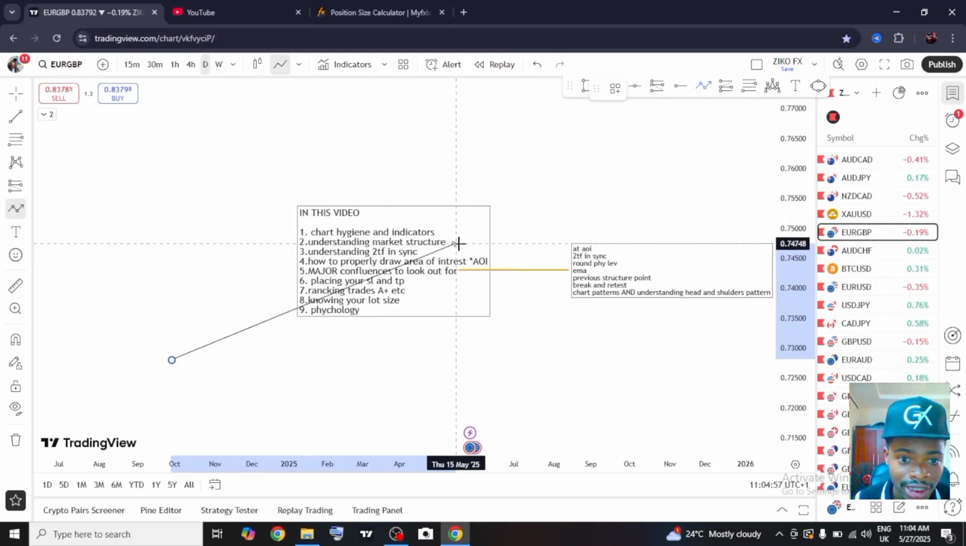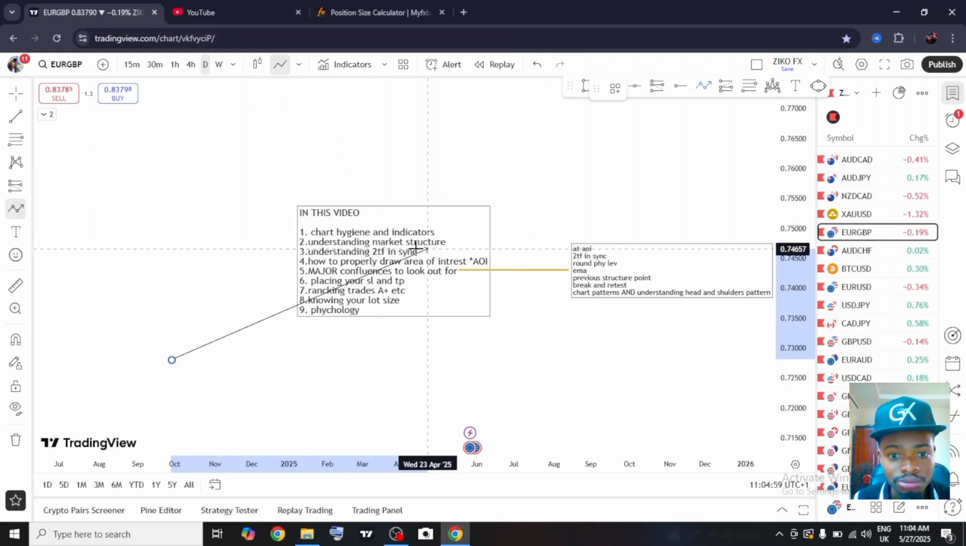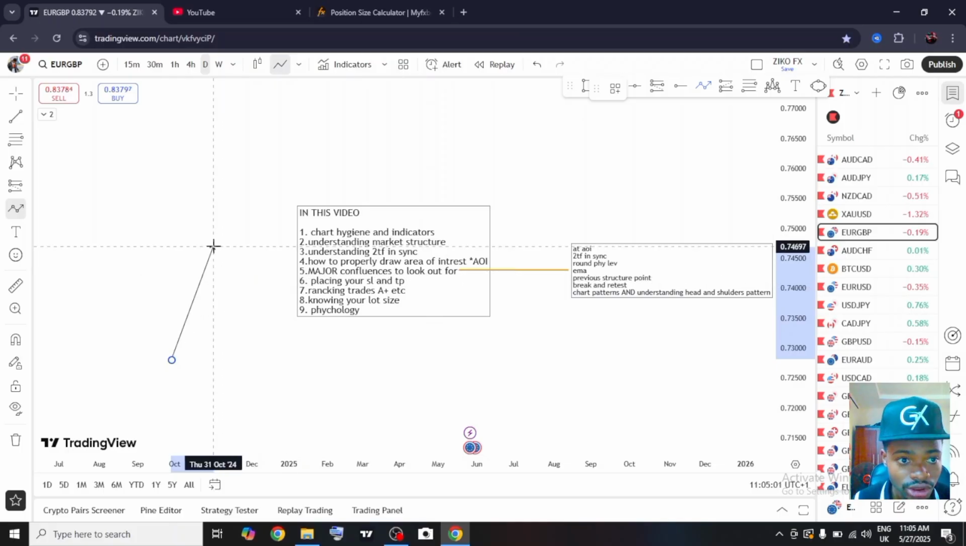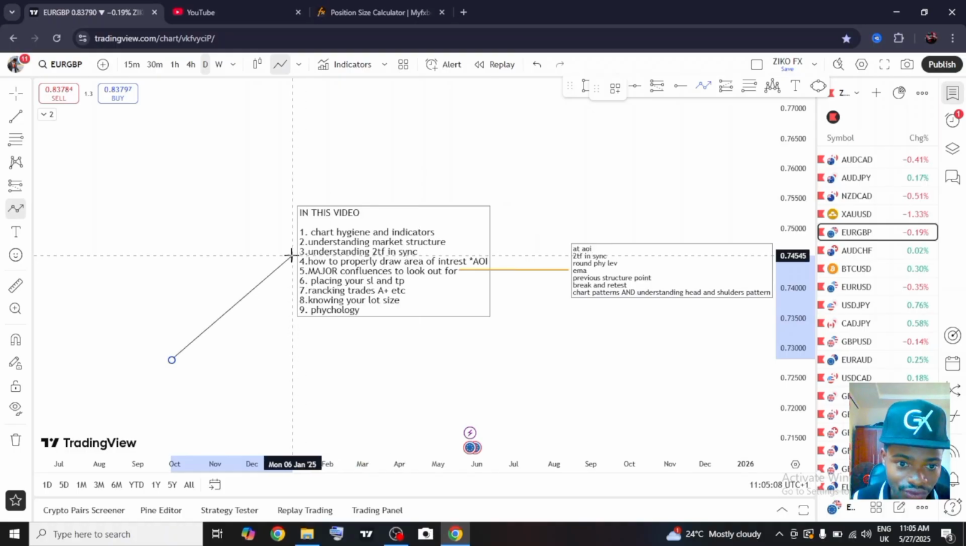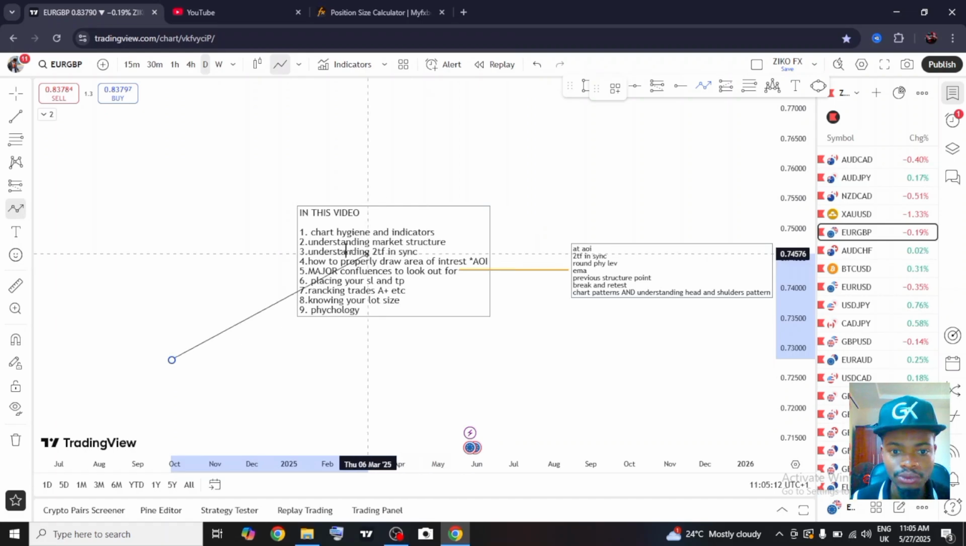Second, we are going to be understanding what market structure is. Thirdly, we are going to be understanding what exactly this two time frame in sync is, because if you have heard him talking about two time frame in sync, you really need to understand what it means, because it's not what you think it means.